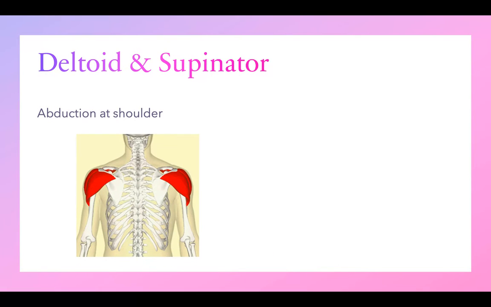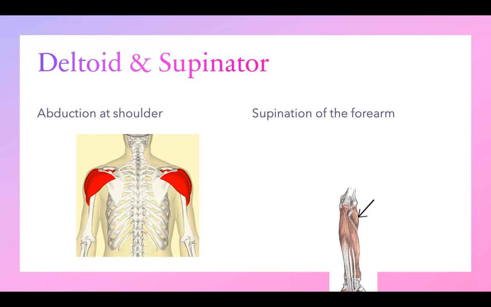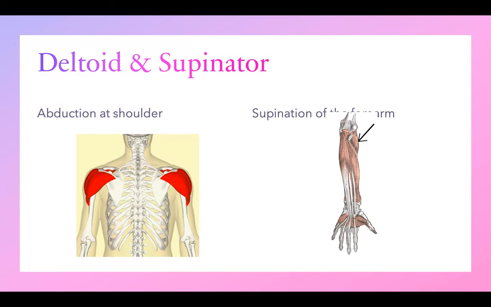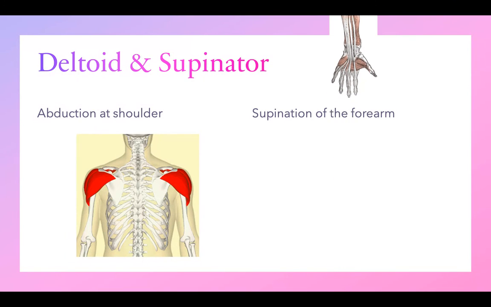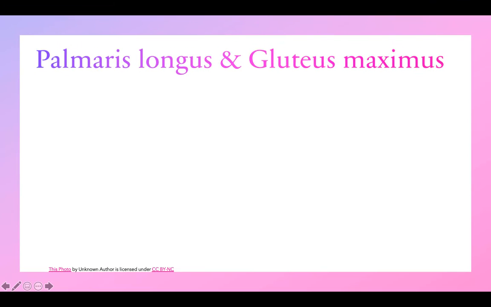Moving along, we're getting to the deltoid, which is the abduction at the shoulders, and the supinator, which is the supination of the forearm, which is shown on a picture that just slid up. Sorry, you guys.